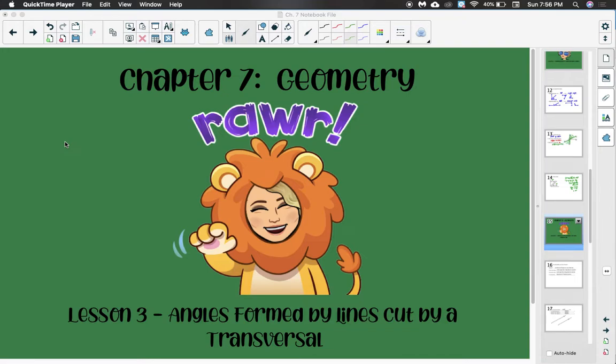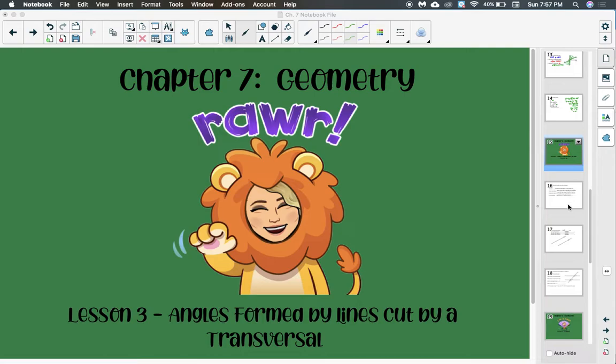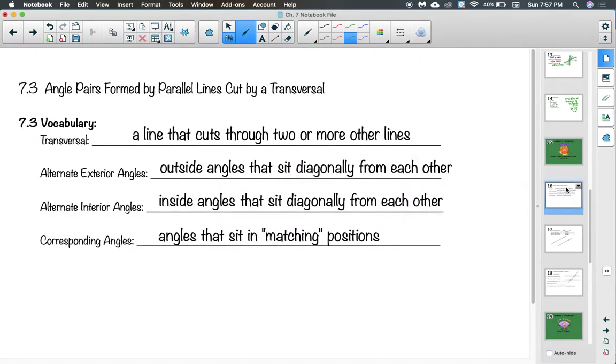Okay, this is Chapter 7, Lesson 3, Angles Formed by Lines Cut by a Transversal. It's a very long name for a very easy topic. So, some vocab for us. A transversal. A transversal is a line that cuts through two or more other lines.